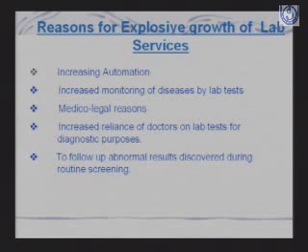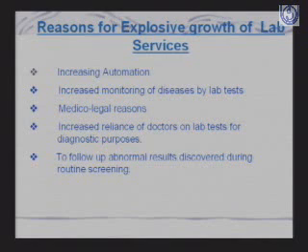The reasons for explosive growth in lab services: definitely one is the increased automation. So it becomes very easy. Just take those printed pro forma, take a little bit of blood or serum sample, put it into your machine. The machine will be doing everything, and the results will be coming out. So increased automation is definitely putting the pressure. Second is increased monitoring of the disease by lab tests. Doctors have become much more dependent on lab tests or the reports from the labs to find the prognosis of the disease.